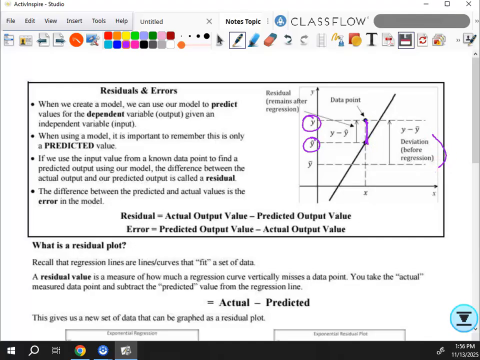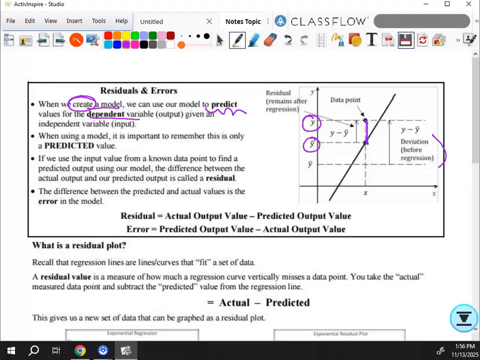That's more statistics stuff. We don't even need to worry about that. We don't need to worry about the line. We just need to worry about the hat. Okay, so when we create a model, we can use our model to predict values for the dependent variable, given an independent variable. I'm going to say the word predict a bazillion times because it's important that you remember.